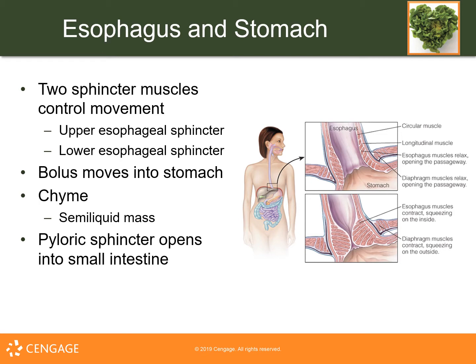You have chyme, which is a semi-liquid mass. So this is after bolus moves to the stomach, it mixes with stomach juices and becomes chyme. Chyme is a semi-liquid mass of partially digested food. Your pyloric sphincter opens into the small intestine. This is when chyme is leaving the stomach and enters your small intestine to continue digestion and absorption.